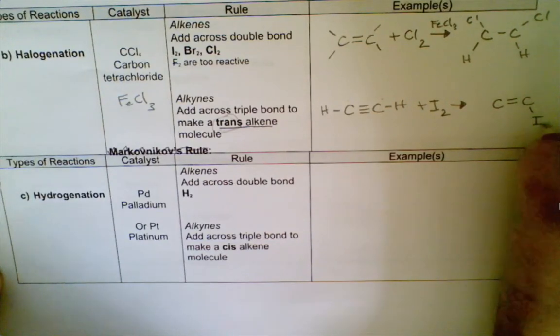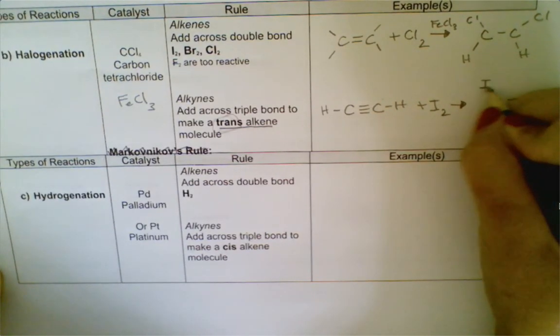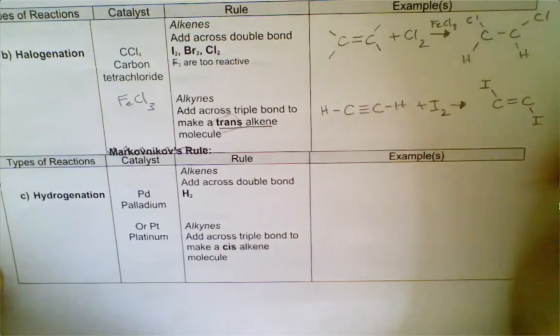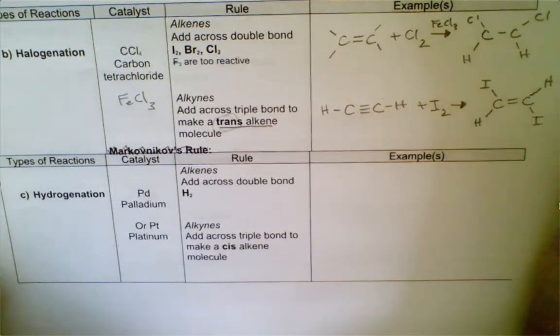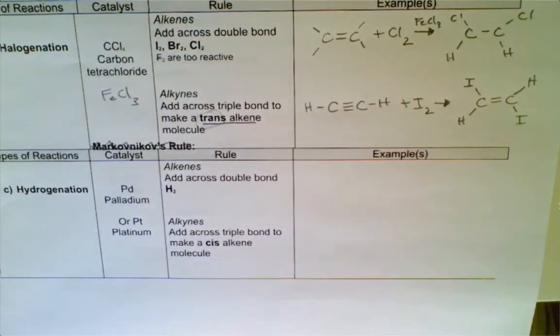Remember that trans isomers can only occur with double bonds. So what happens is this triple bond gets broken, becomes a double bond, and you get a 1,2-diiodoethene molecule, and you just put the word trans in front.